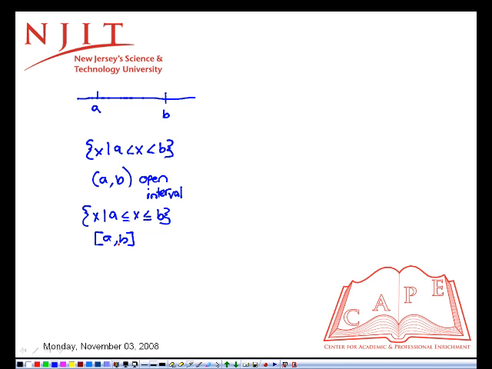So the brackets are used in what's called a closed interval. The only difference between a closed interval and an open interval is whether or not these endpoints are included in your set. If they're not included, then it's called an open interval, and you use parentheses. If they are included, it's called a closed interval, and you use brackets. Now here's one more example.